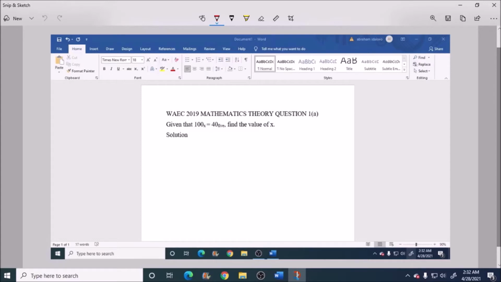The question says, given that 100 base x is equal to 40 base 5, find the value of x. So we convert first of all 110 base x to base 10. Okay, so let's begin.